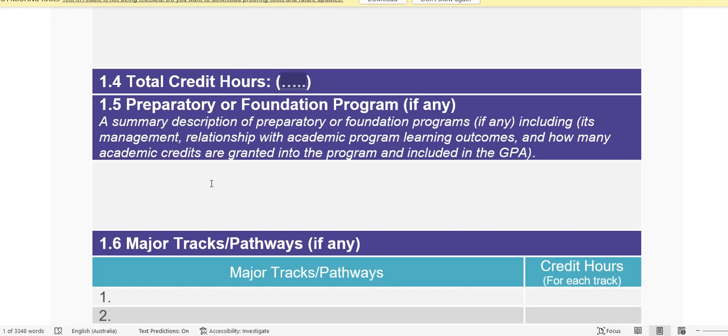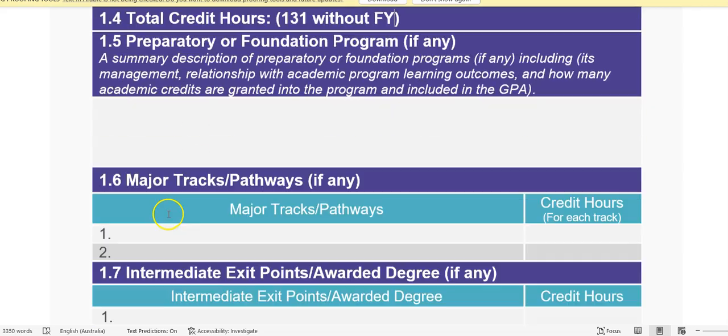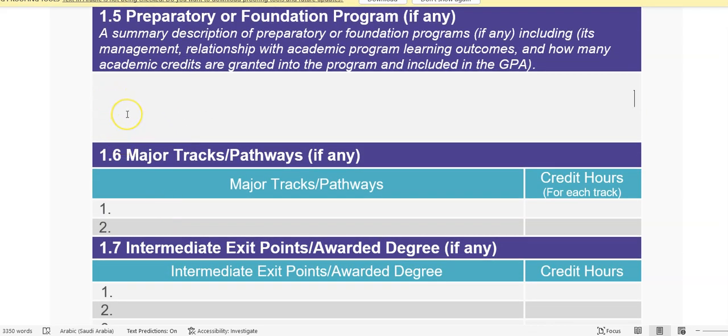131 without foundation year, or you can write with foundation year. If you have a foundation year, write a summary about it, including its management, its relationship with the academic program learning outcomes, and how many academic credits are granted into the program and included in the GPA. There are some programs that don't include the GPA of the foundation year in their program. Some of them include it. Explain the importance of the foundation year.